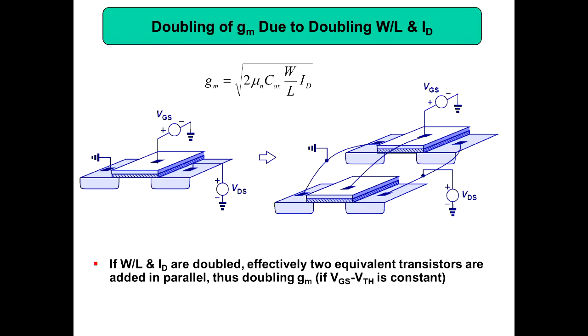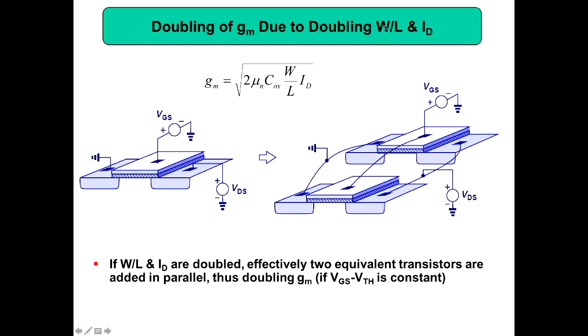Doubling of GM due to doubling of W by L and ID. GM is equal to different expressions we can take. One expression is the square root of mu n COX W by L into ID. And then you can double the GM. If you want to double the GM, what will happen? What do you have to do?